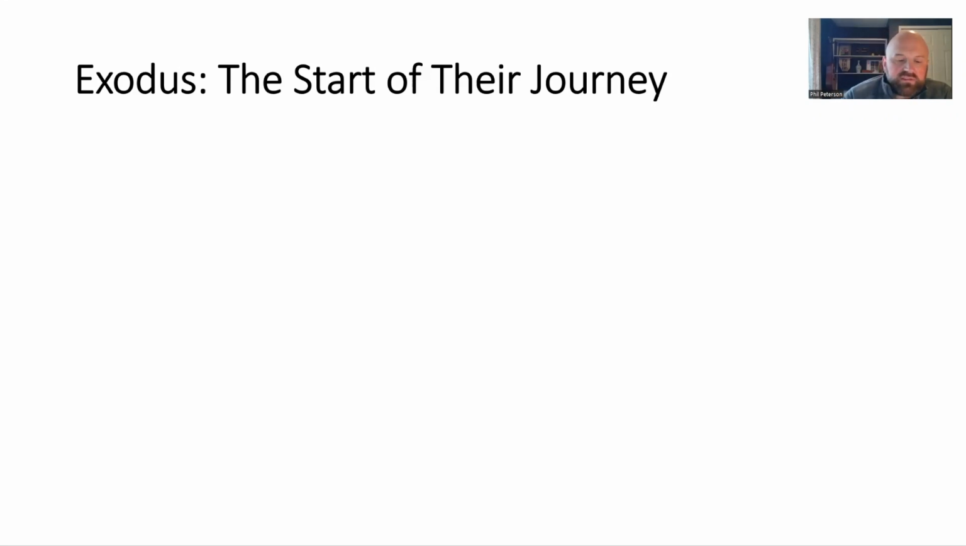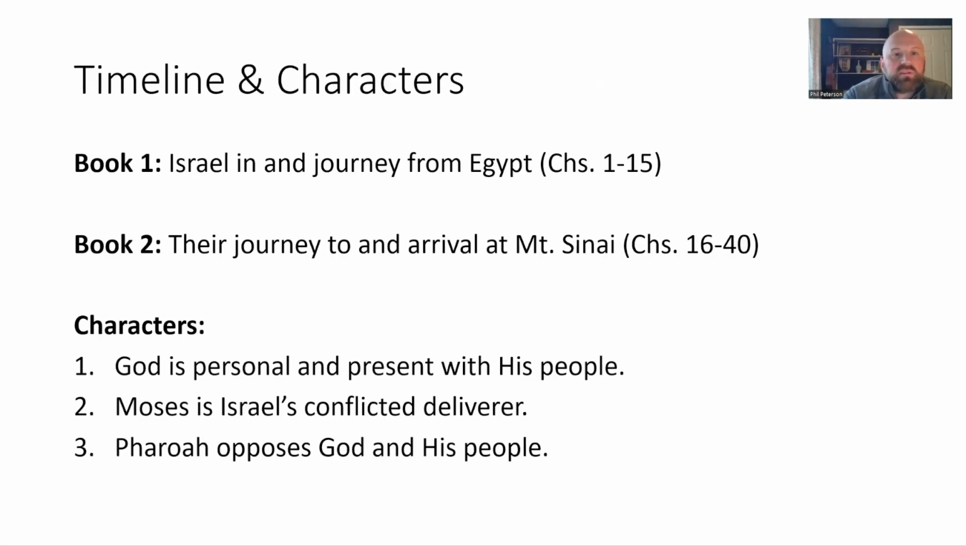And so Exodus has really two parts in terms of the timeline and characters, laying out those ingredients. Book 1 is Israel in and journey from Egypt. That's chapters 1 to 15. It's basically until they get to Sinai. And then chapters 16 to 40 is their journey to and arrival at Mount Sinai.